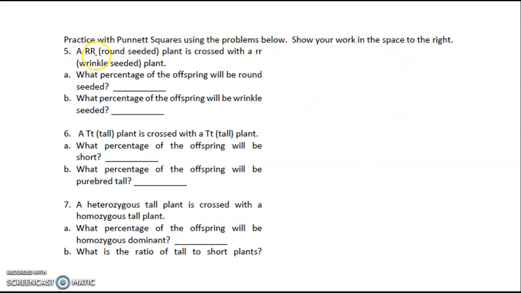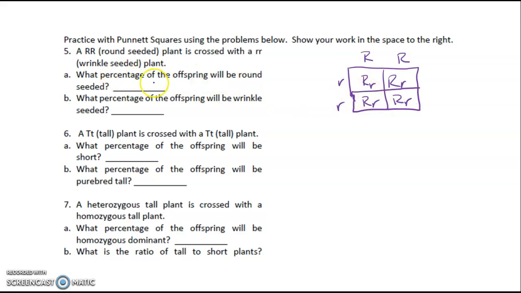So for example, an RR round seeded plant is crossed with an rr wrinkle seeded plant. So what I'm going to do is I'm going to draw my Punnett square over here. This is what we're looking for. Okay. And we have capital R, capital R, lowercase r, lowercase r. And when I cross this, I get this. Now let's answer the questions. What percentage of offspring will be round? Well, they all have the dominant there, so 100%. What percentage of the offspring will be wrinkle seeded? None of them. Okay.